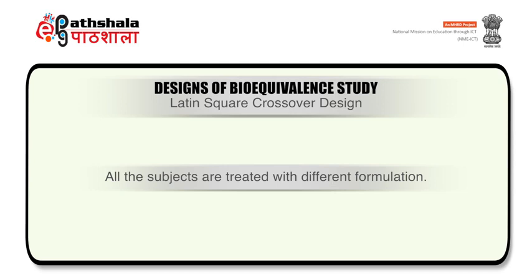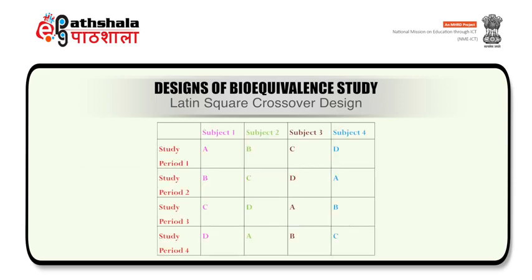All the subjects are treated with different formulations at a particular time, and after the washout period, formulations are changed in a sequence. An example of a Latin square crossover design for a bioequivalence study is described in the following table. In the Latin square crossover design, possible carryover effects from any particular drug product are minimized by changing the sequence or order in which the products are given to the subject.